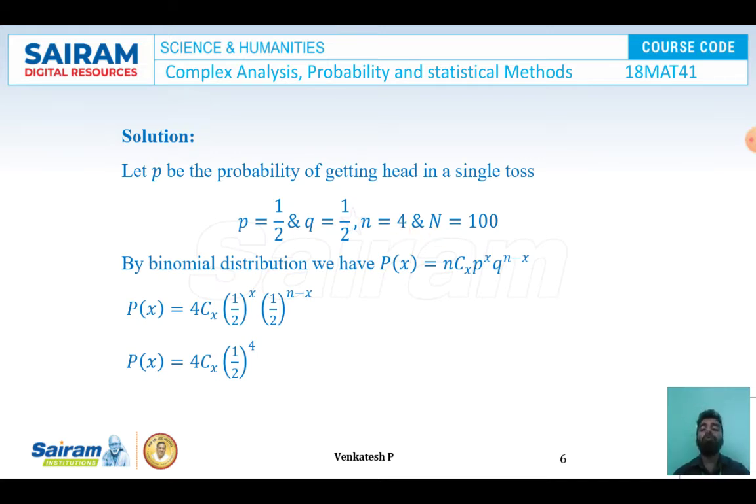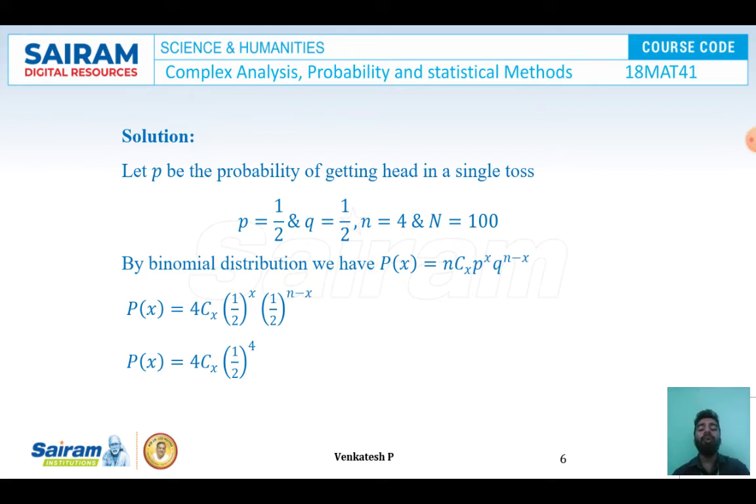Now I am going to frame the binomial distribution. From the binomial distribution, we have the formula P of x is equal to nCx, p power x, q power n minus x. Replace all the data over here. We got P of x is equal to 4Cx, 1 by 2 whole power x, 1 by 2 whole power n minus x. By simplifying this, we will be getting P of x is equal to 4Cx into 1 by 2 whole power n.